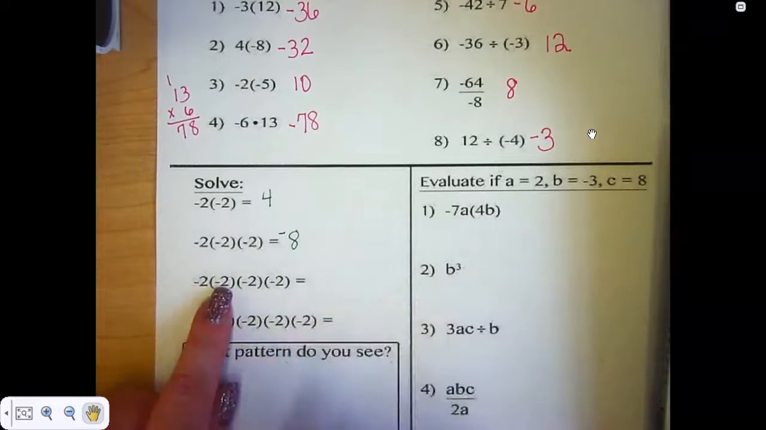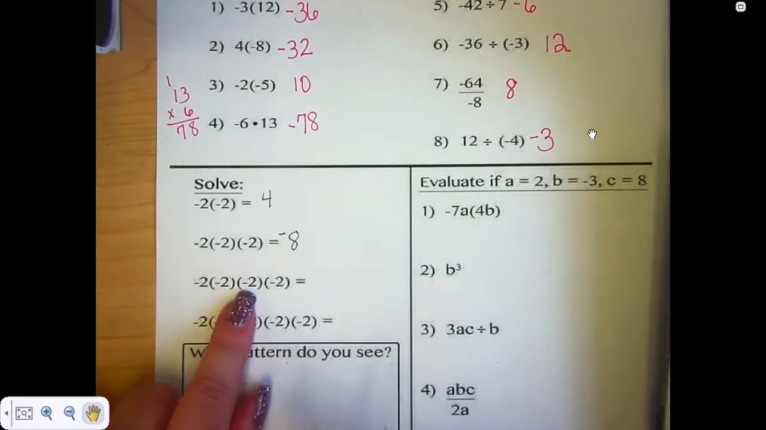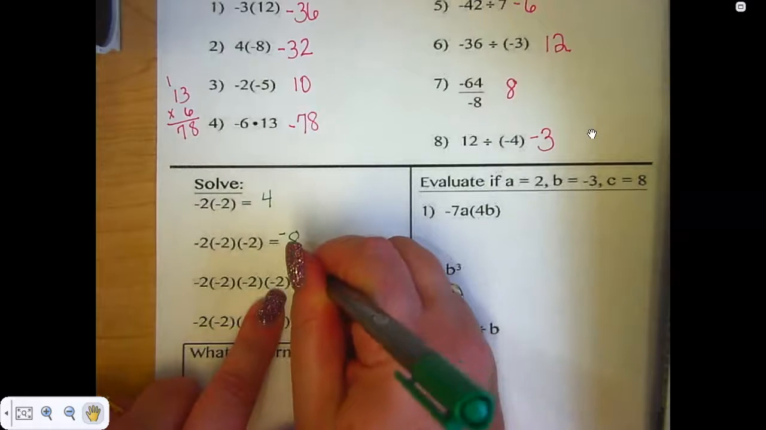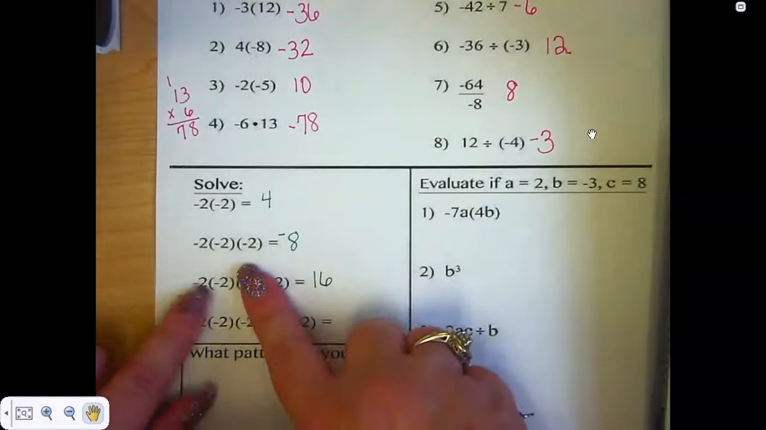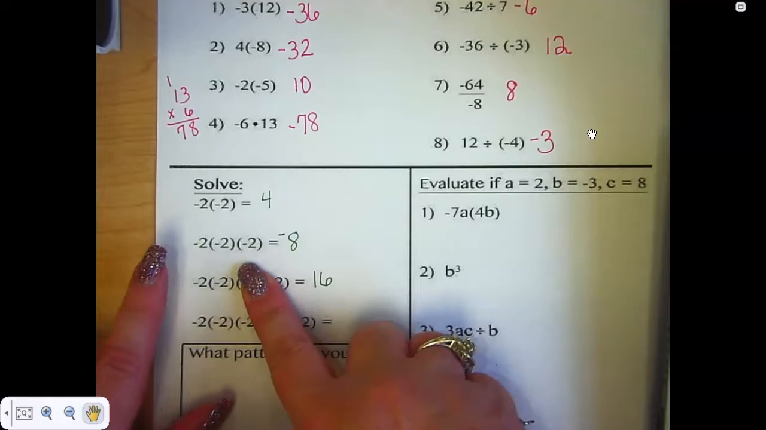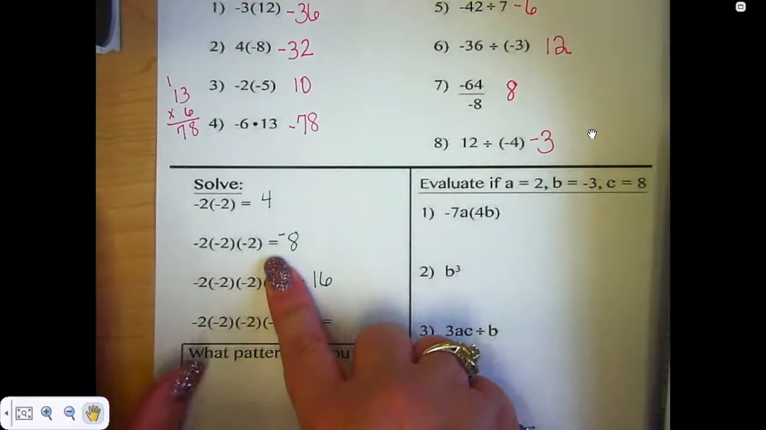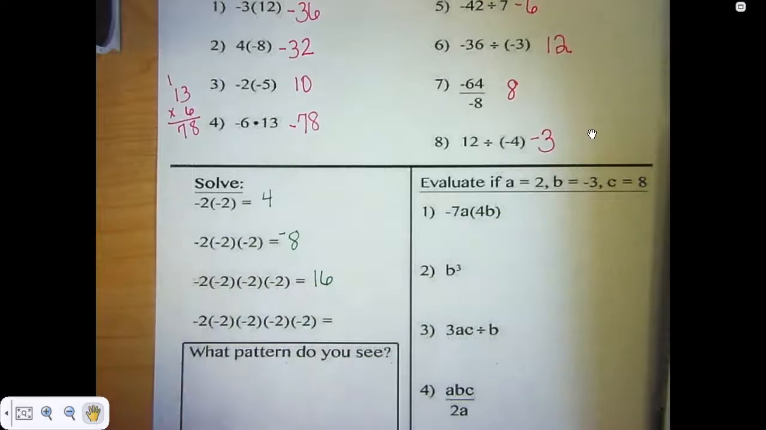2 times 2 is 4. 4 times 2 is 8. 8 times 2 is 16. Now let's deal with the negatives and the positives. Negative times negative is a positive. Times a negative is a negative. And then a negative times a negative is a positive.